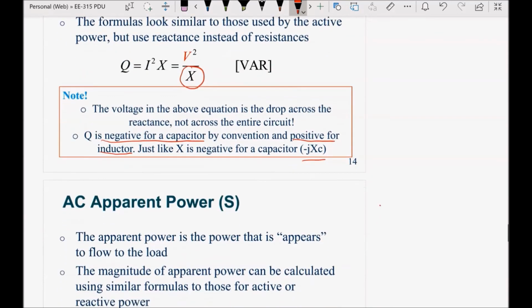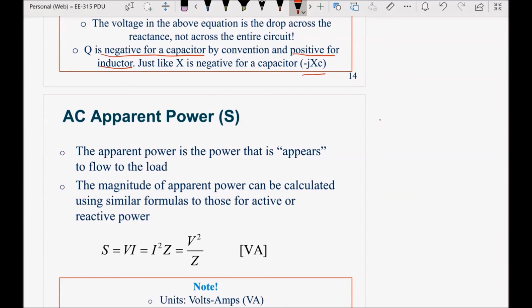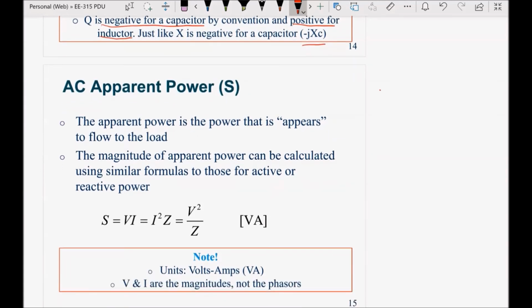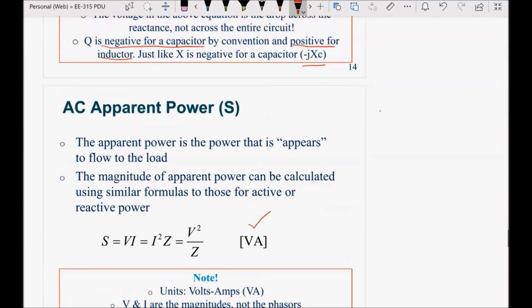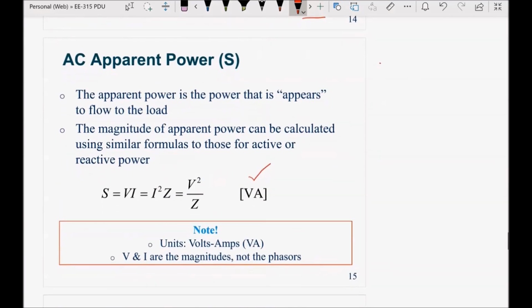Moving on to the apparent power, we have already discussed that it is the product of voltage and current, and the unit is VA, which is V times A. Sorry, I forgot to mention the unit of reactive power, that is VAR. And it is again mentioned that apparent power is the product of V and I, and these are not phasors. This is just the magnitude.